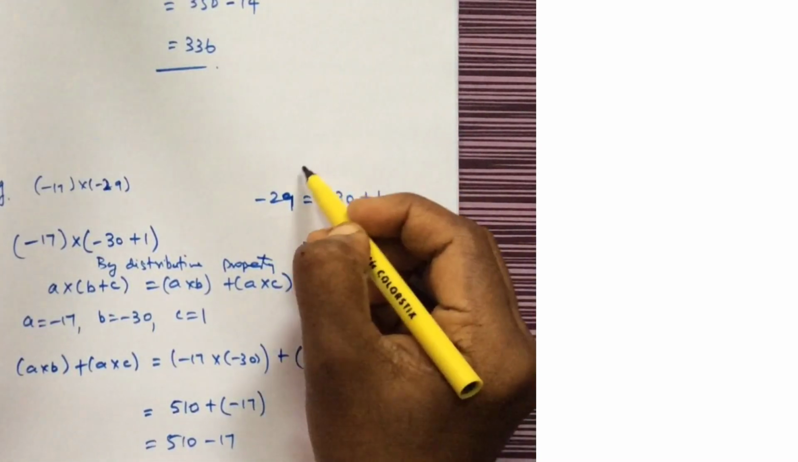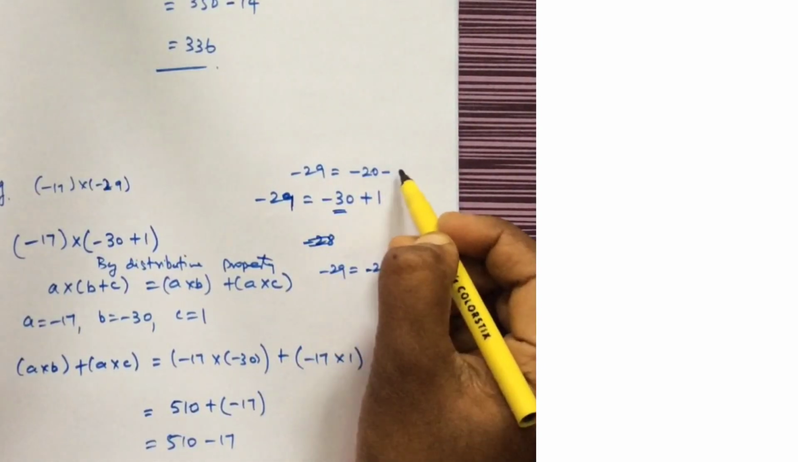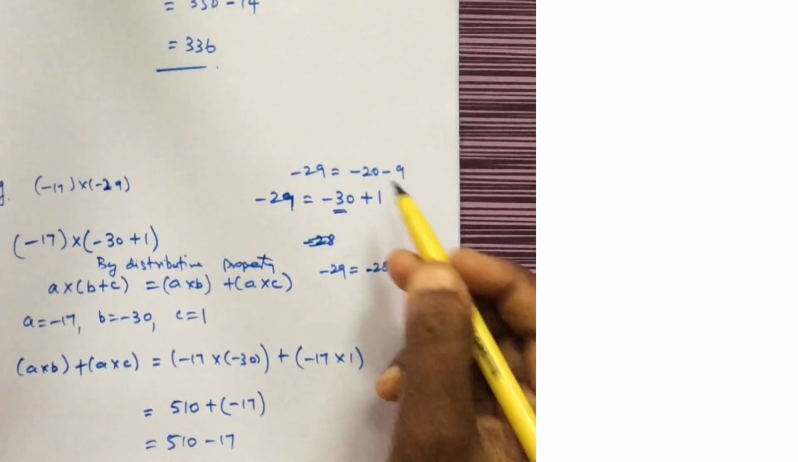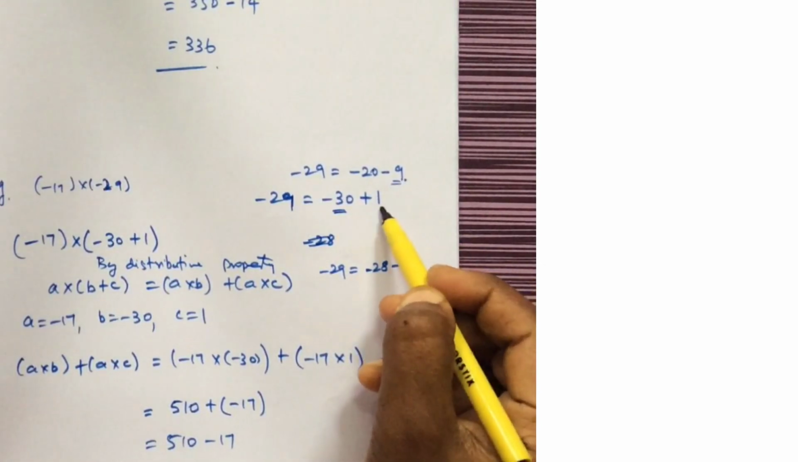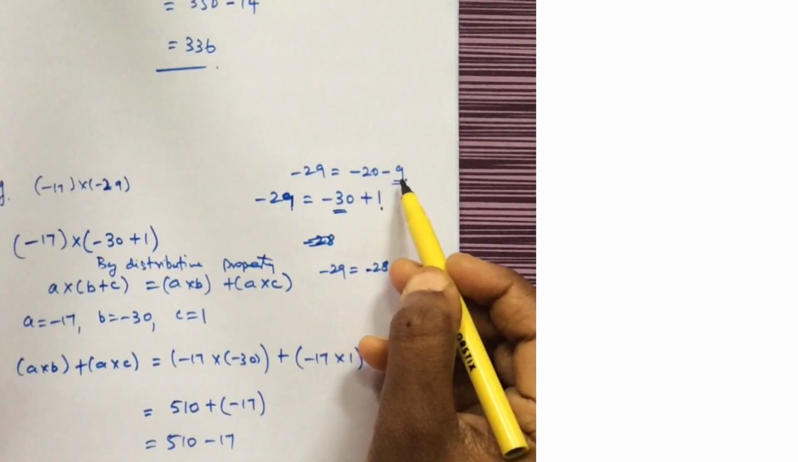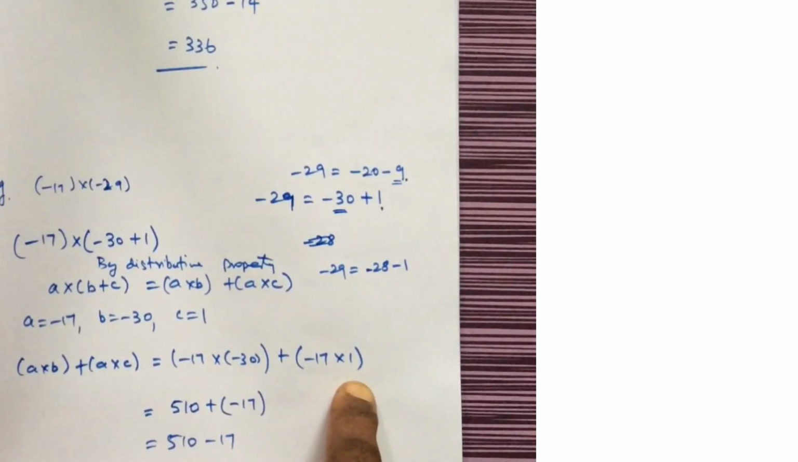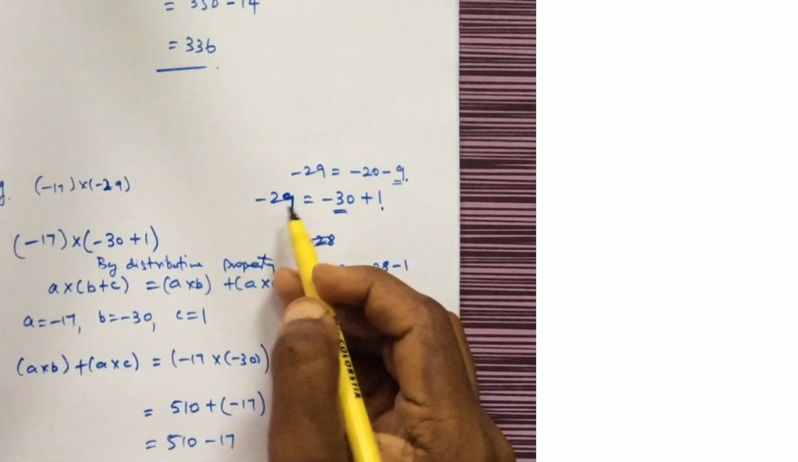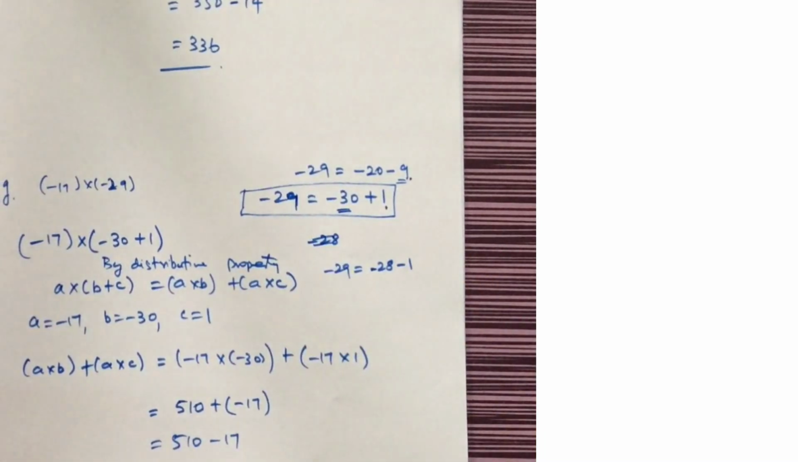Okay, suppose minus 29, you can take minus 20 minus 9, but here also you can see multiplication with 9 is complicated compared to multiplication with 1. If you have taken minus 20 minus 9, here you have to multiply with minus 20 and here you have to multiply with 9, which is complicated compared to multiplication with 1. So it is a good practice to select the simplest form. Okay, so this is the best way.